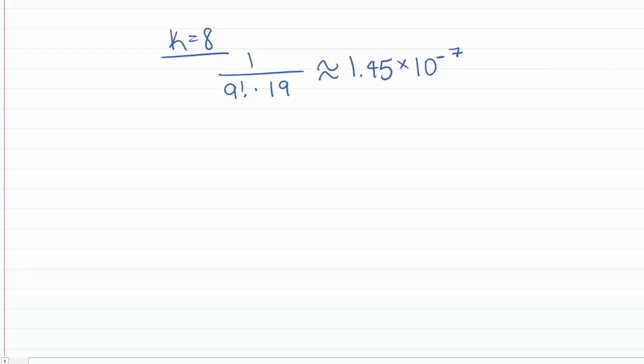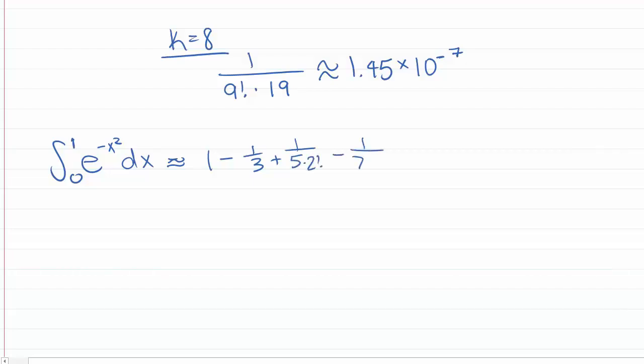So we can say that the integral we were trying to estimate, and this is a definite integral, the answer should be a number, and it might be a number we actually needed to know for some reason, is approximately the first 8 terms here. So that would be 1 minus a third plus 1 over 5 times 2 factorial minus 1 over 7 times 3 factorial plus 1 over 9 times 4 factorial minus 1 over 11 times 5 factorial plus 1 over 13 times 6 factorial minus, let's see if we can squeeze this in here, 1 over 15 times 7 factorial plus 1 over 17 times 8 factorial.